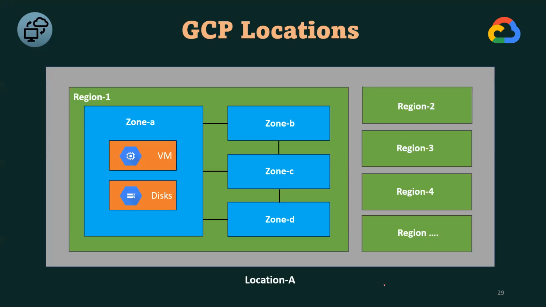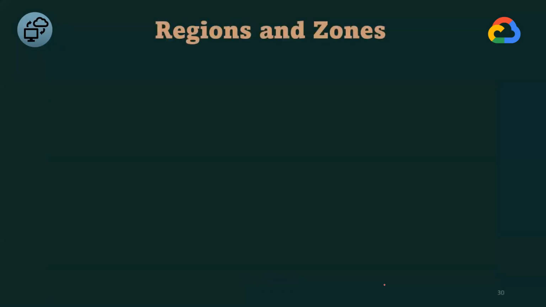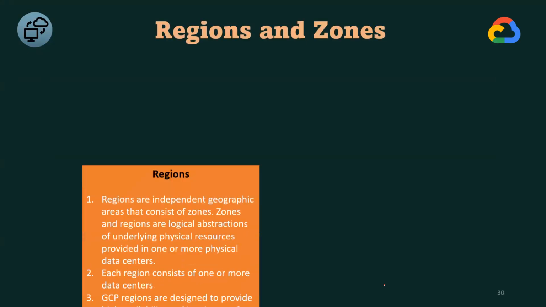Don't think, sir, why didn't you show for zone B, zone C and zone D? Sir, for you to understand, this is how it is. But zone B will also have some availability resources, as well as zone C, and zone D will also have. Regions and zones: let us try to see the definition wise.